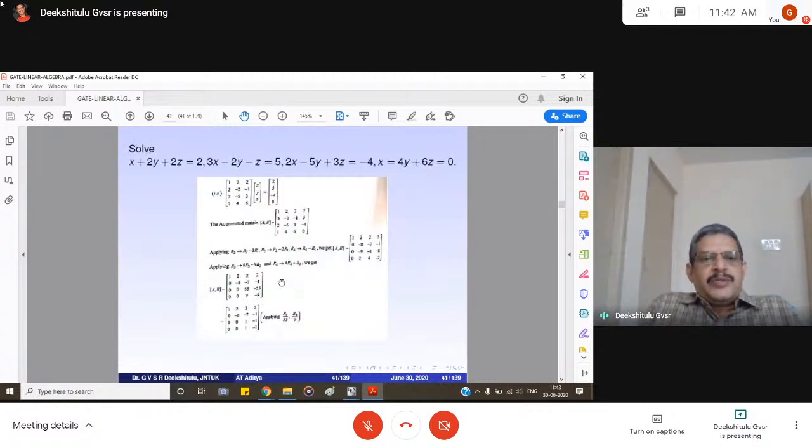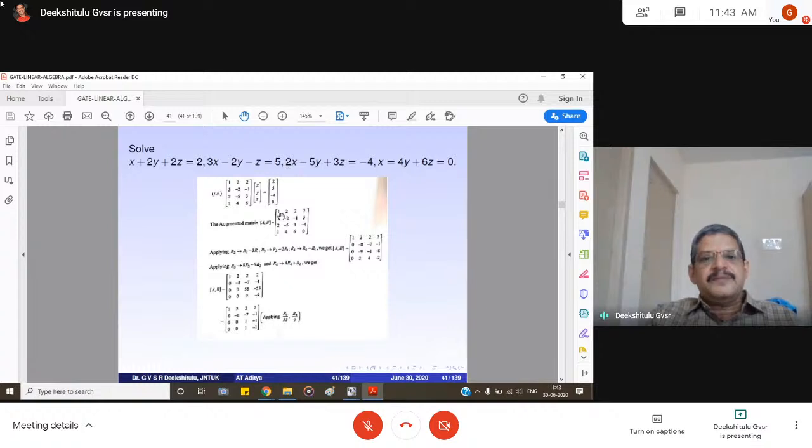Next, x plus 2y plus 2z is equal to 2, 3x minus 2y minus z is equal to 5, 2x minus 5y plus 3z is equal to minus 4. The last one is x plus 4y plus 6z is equal to 0. So put them in matrix form, and this is what we get.